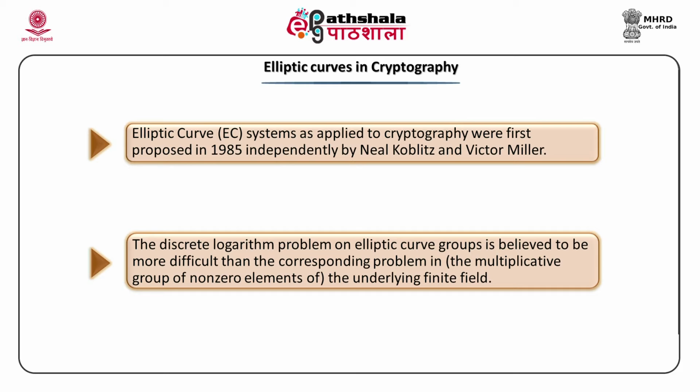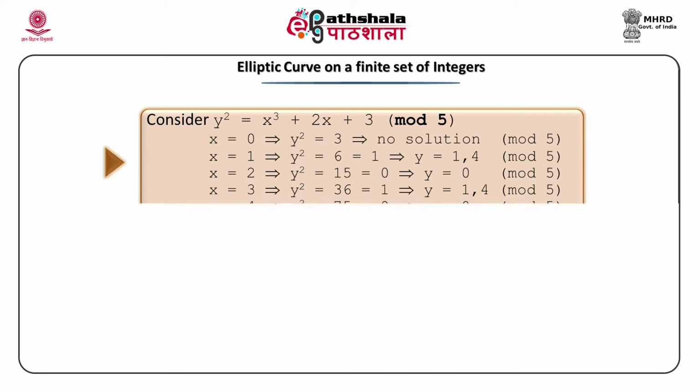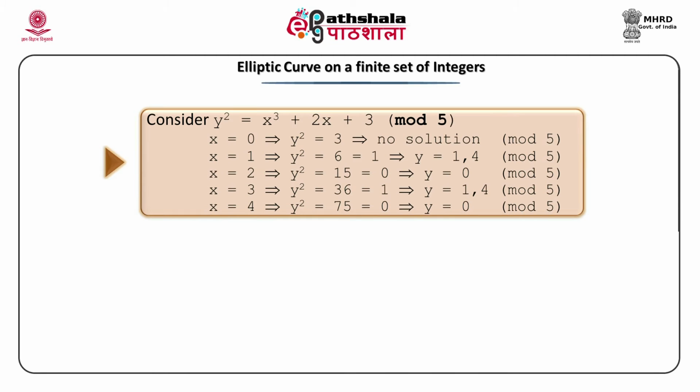And definitely we are talking about the finite fields. To give you an example, an elliptic curve on a finite set of integers, the equation is given by y square is equal to x cube plus 2x plus 3. Sounds like an elliptical curve equation. The only additional thing is we have used the modulo operation.